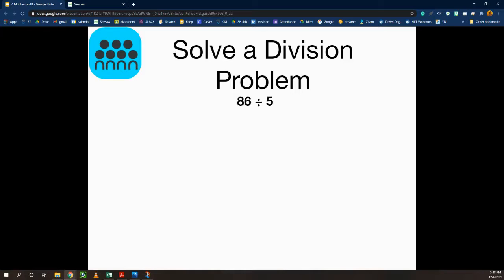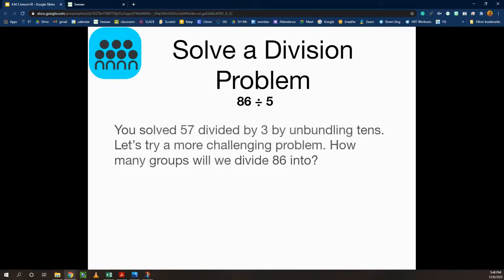We're going to solve 86 divided by 5. We solved 57 divided by 3 by unbundling the tens. We're going to try a more challenging problem. How many groups will we divide 86 into? Well, you can see that it's 86 divided by 5, so we're going to divide that into 5 equal groups.